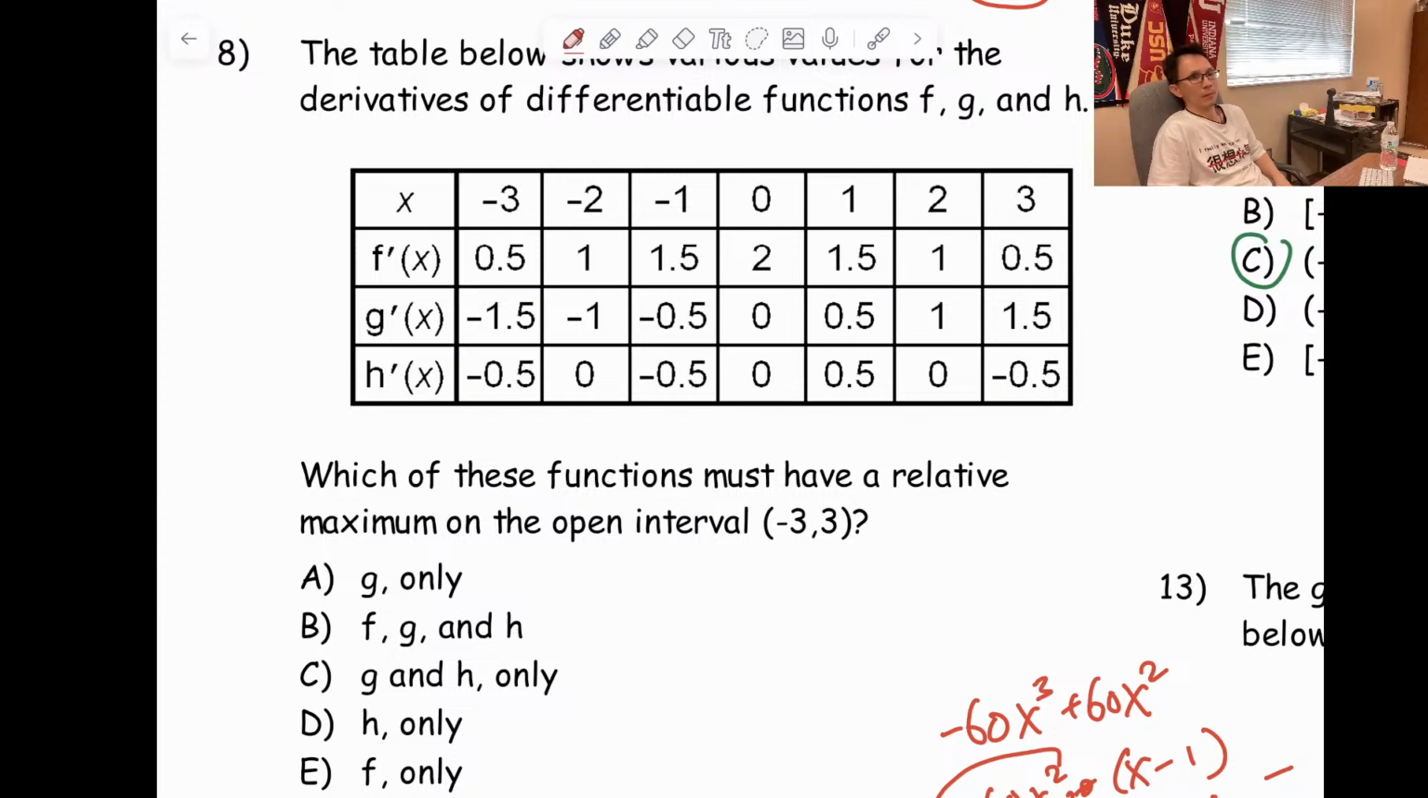The relative maximum. That's where, for G, it doesn't mean the maximums are 3, so -3 is, yeah.